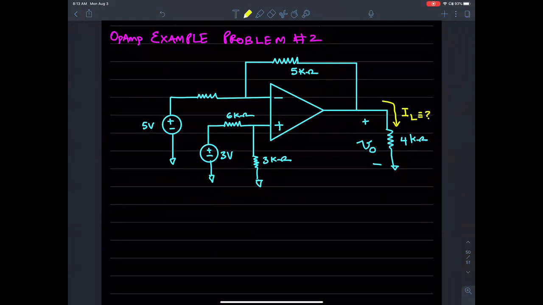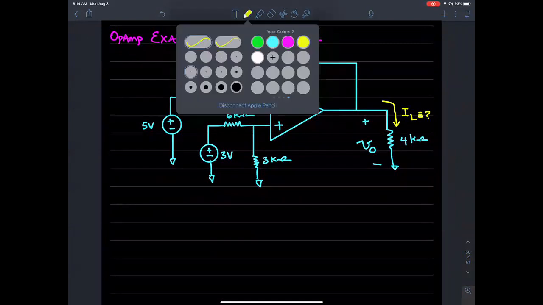Hey, Professor. Yes. The leftmost resistor hasn't been given its value yet. Thank you.